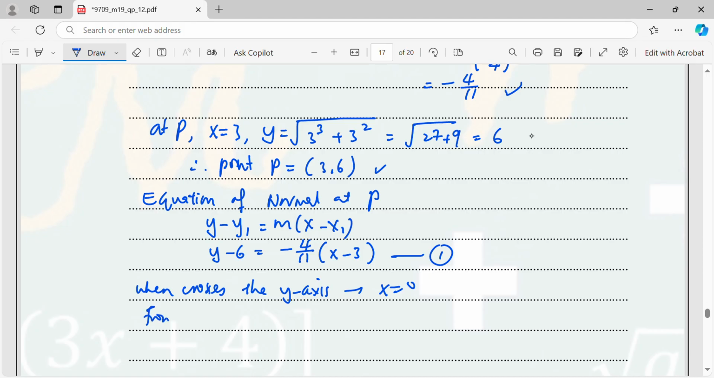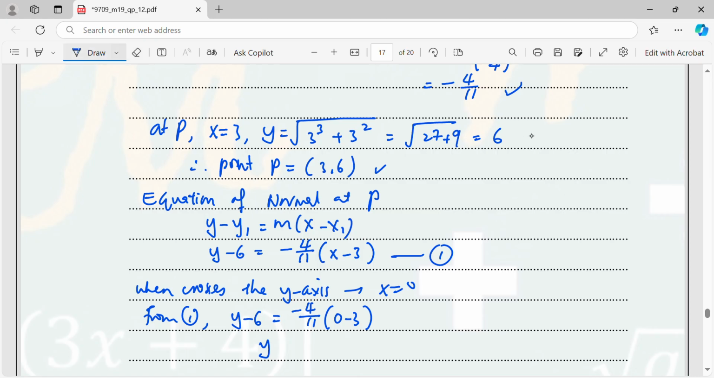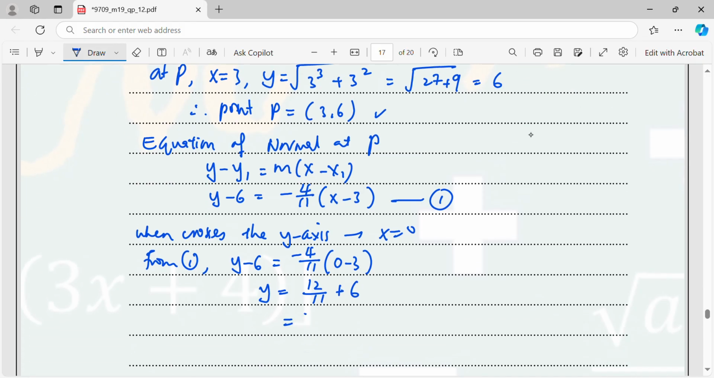From the first equation, y minus 6 is minus 4 over 11 times 0 minus 3. From here you will get y equals minus 4 over 11 times minus 3, which is positive 12 over 11. Then the minus 6 moves to the other side and becomes plus 6. Then you will get 78 over 11. So this is the y coordinate of the point.